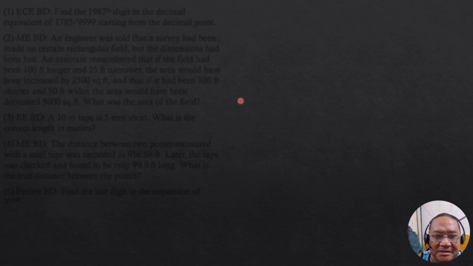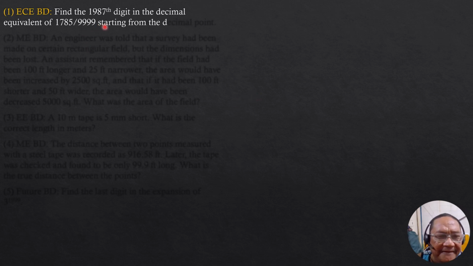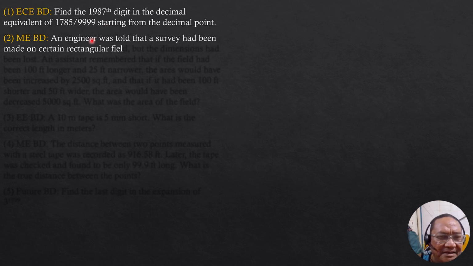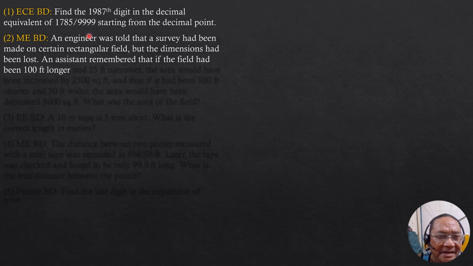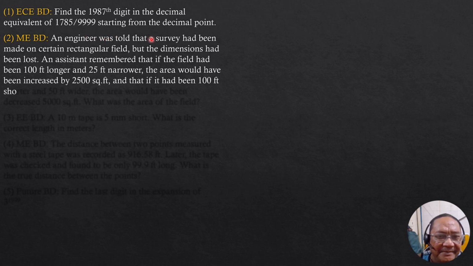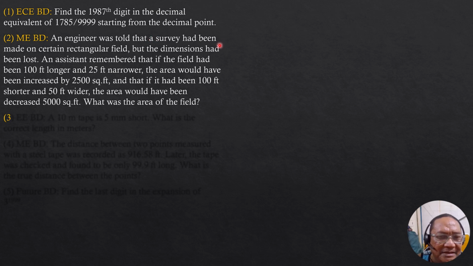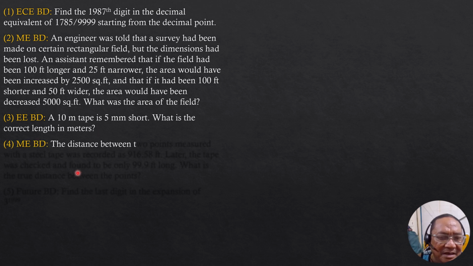So here is the first problem. Find the 1987th digit in the decimal equivalent of 1785 divided by 9999, starting from the decimal point. So let's wait until this animation ends.